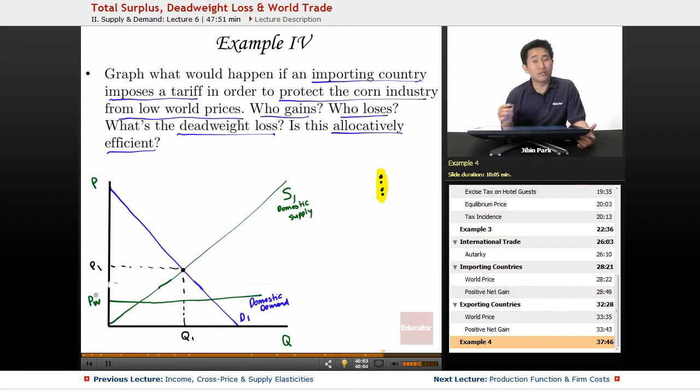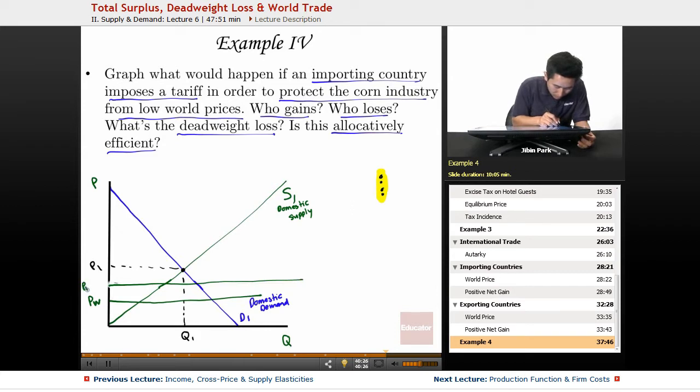So in this case, the government's looking at this world price. How can American corn producers compete? So the government's going to try to step in and impose a tariff. And how would a tariff actually look? Again, a tariff is a tax that adds to the world price here. So here, let's draw what happens. This is the world price plus the tariff here.